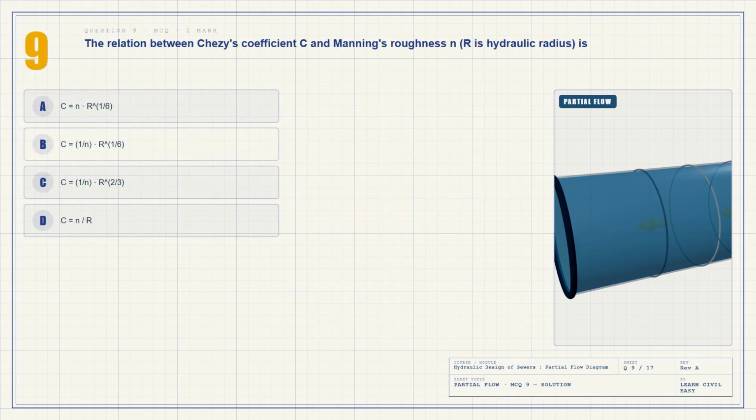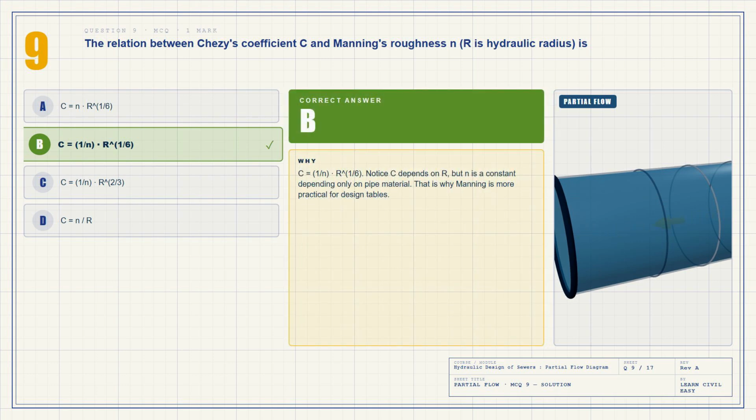Question 9. The correct answer is B. The relation between Chezy's coefficient C and Manning's roughness n is C equals 1 over n times R to the 1/6. Notice that C depends on R while n is a constant depending only on pipe material. That is why Manning's formula is more practical for design.